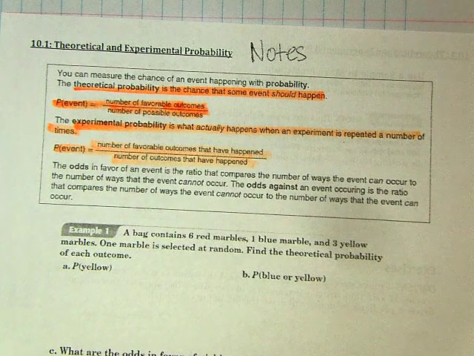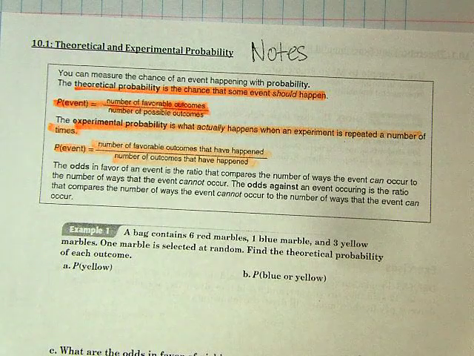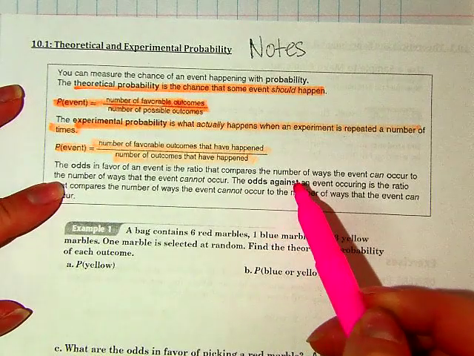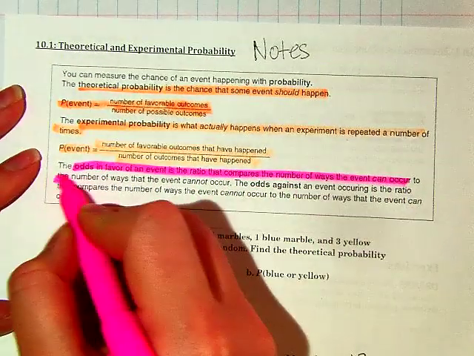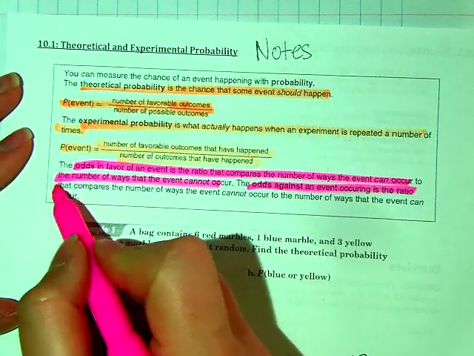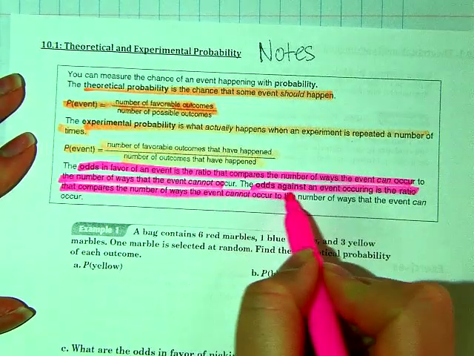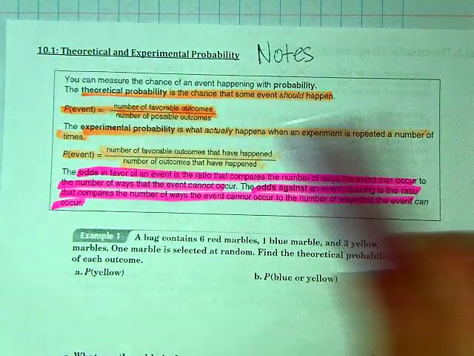to what could have happened. And then I'm going to switch highlighters here, but the odds in favor of an event is the ratio that compares the number of ways the event can occur to the number of ways that it cannot. I'm going to write a ratio over here on the side. The odds against an event occurring is the ratio that compares the number of ways the event cannot occur to the number of ways it can occur. So it's a ratio, so it's going to look like that.